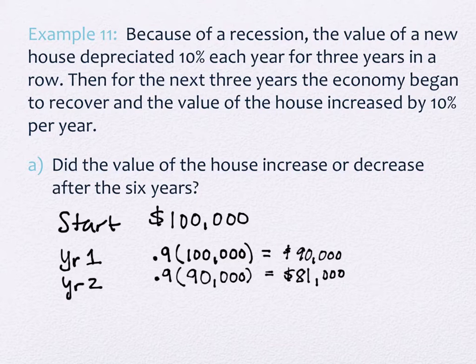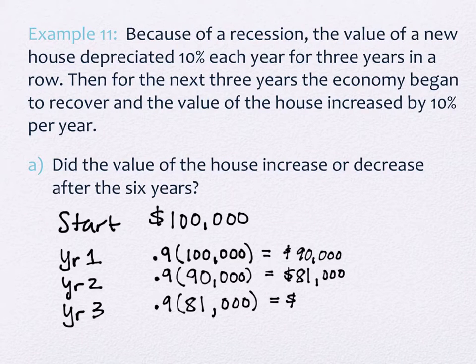And we need to depreciate for one more year. Year 3, 0.9 of 81,000. And what do I have? 72,900. Okay, everybody good at that point?